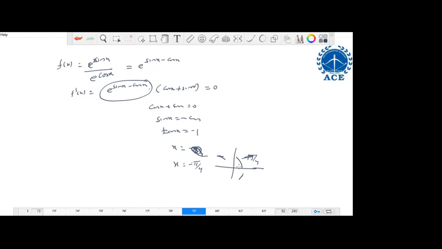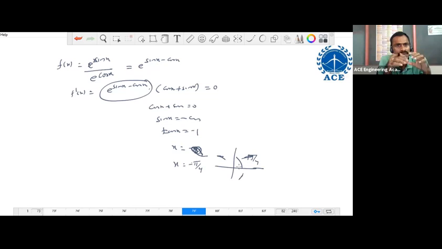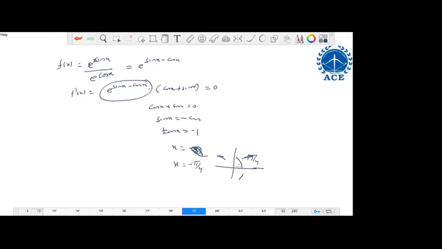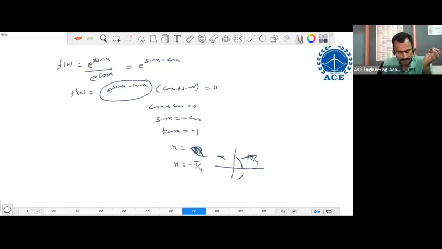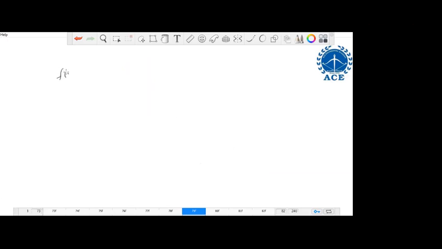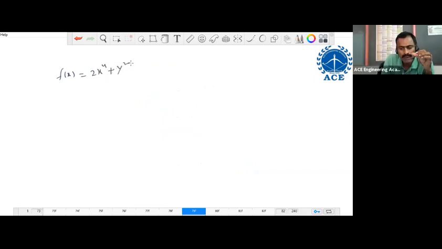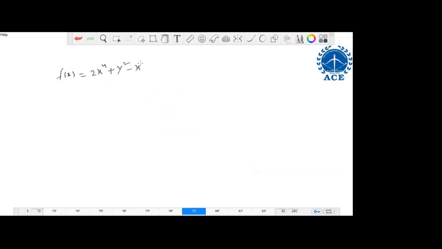That's what I asked you, whether the interval is given. Sir, one more question was there. Some function f of x is given, and find whether maxima or minima and where the points. So the function is 2x to the power 4 plus y square minus x square minus 2y.